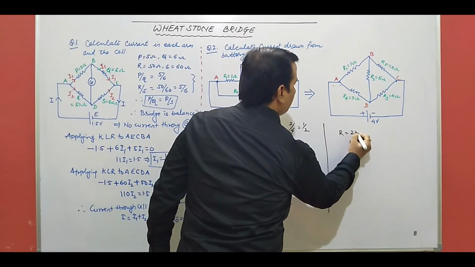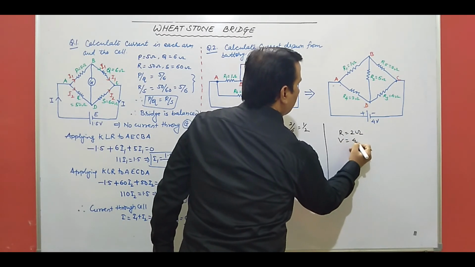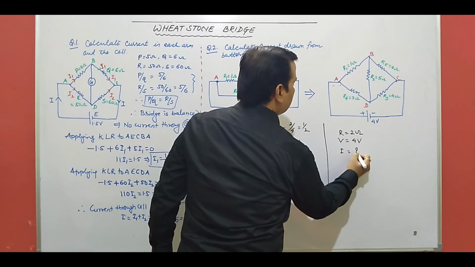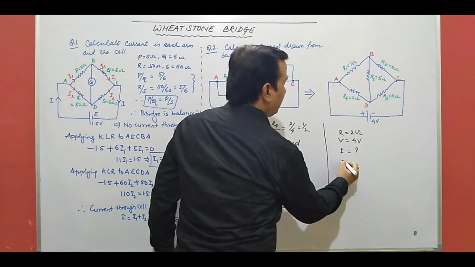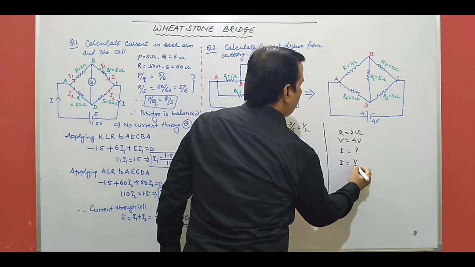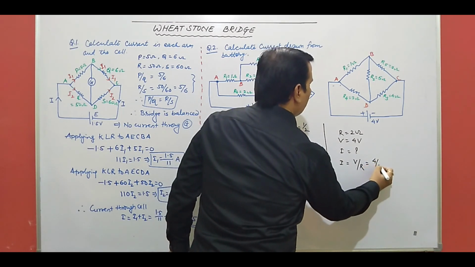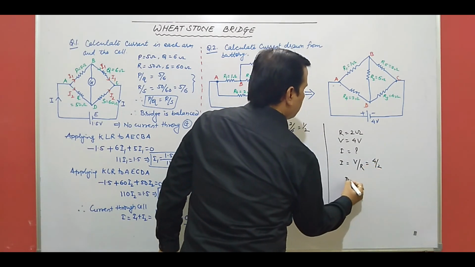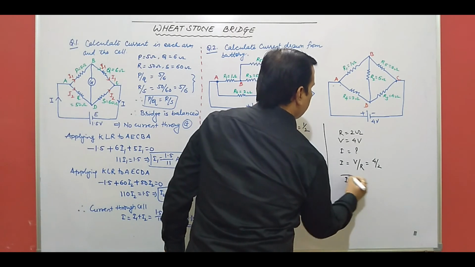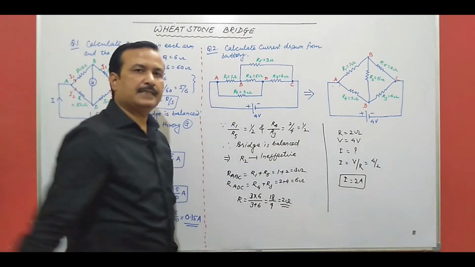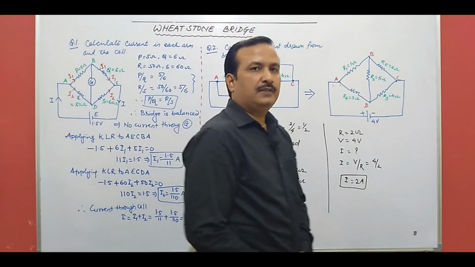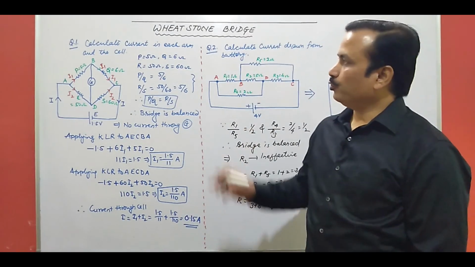R is equal to 2 ohm. V is 4 volt. So current, V is equal to IR. I is equal to V upon R. So this will give you 4 by 2. So I is equal to 2 ampere. कितना सिंपल है, कितने आसानी से हो गया. This finishes with today's topic of Wheatstone bridge.